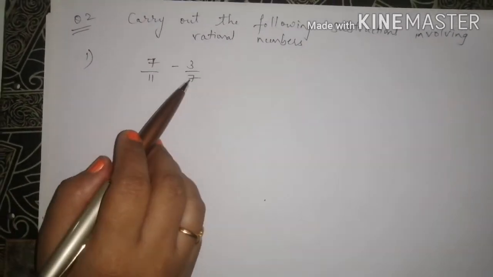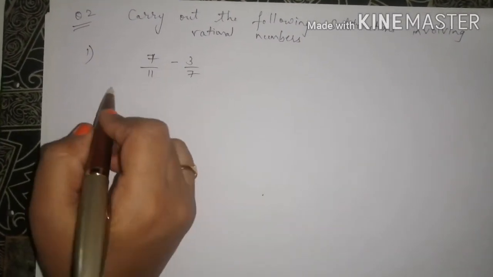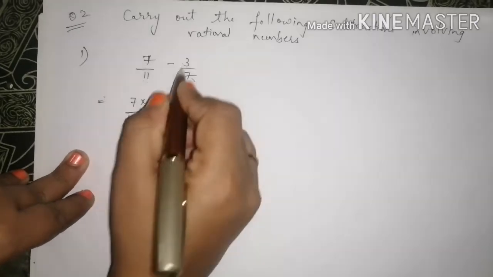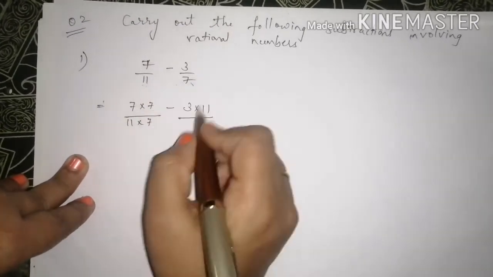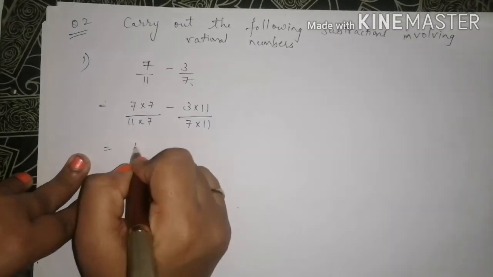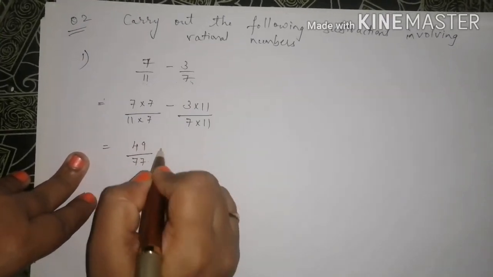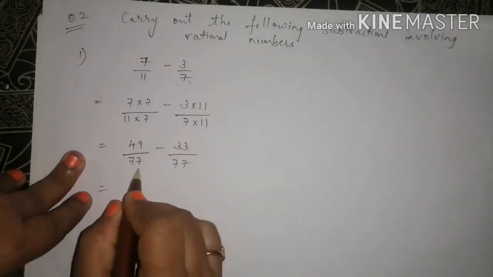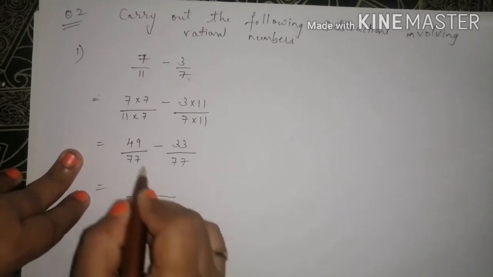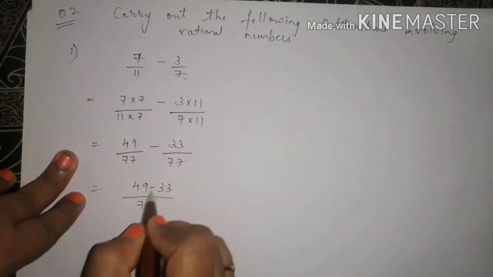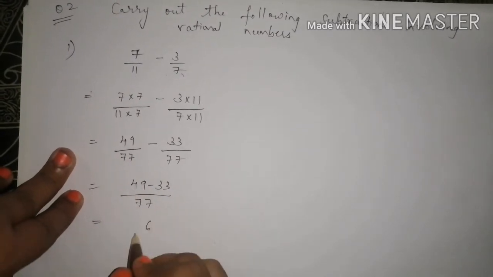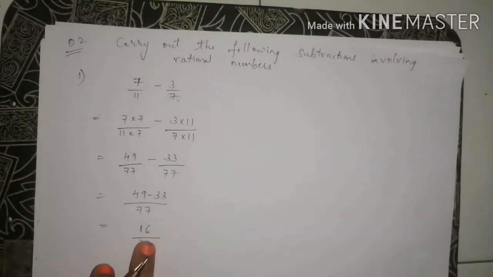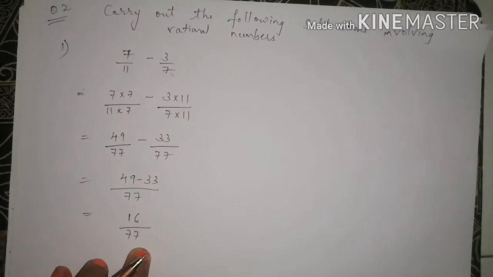Check the denominators. Denominators are not same, so we have to make them same by doing cross multiply. 7 into 7 upon 11 into 7 minus 3 into 11 upon 7 into 11. So 7 7s are 49 upon 11 7s are 77 minus 11 3s are 33, 11 7s are 77. Check, the denominators have become same, write them one time. Subtract the above numbers, 49 minus 33. You will get 9 minus 3 is 6, 4 minus 3 is 1, and here 77. They will not go in any other table, so you have to keep the fraction as it is. So our final answer is 16 upon 77.